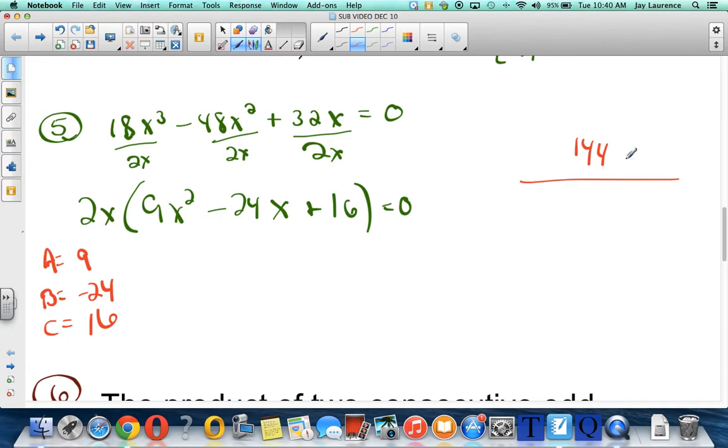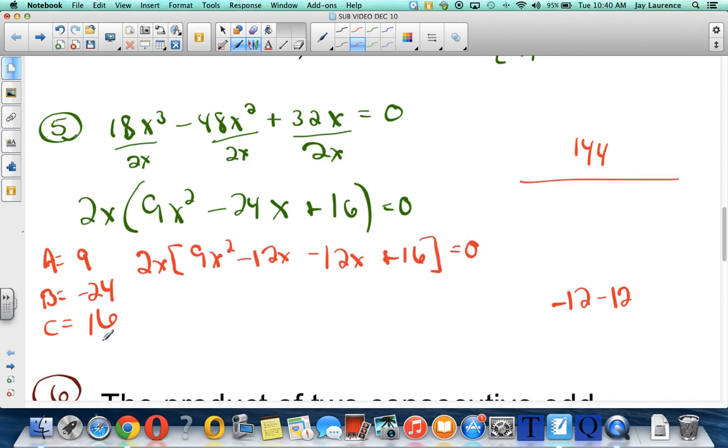That will get me 24. Well, I know it's going to be 12 and 12. I could do the square root thing and I'd get 12, and look at that, 12 times 12 is 144. There's a plus in the back. It's the Wendy's double stack. They're both negative. Okay, so I have 2x, and then I'm going to have a 9x squared minus a 12x minus a 12x plus a 16.